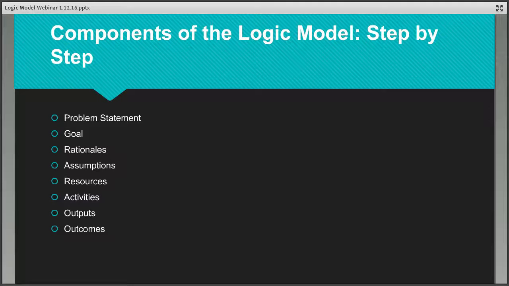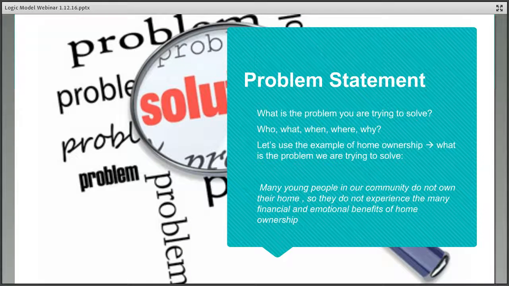The components of the logic model, step by step, are the problem statement, the goal, rationales, assumptions, resources, activities, outputs, and outcomes. What we're going to do now is break each one down individually so that we can better understand how they all fit into the collective whole. As we talk about the problem statement, we're really trying to say, what is the problem that you're trying to solve? What is the who, the what, the when, the where, and the why?